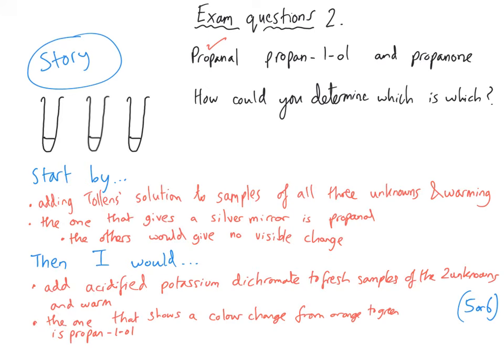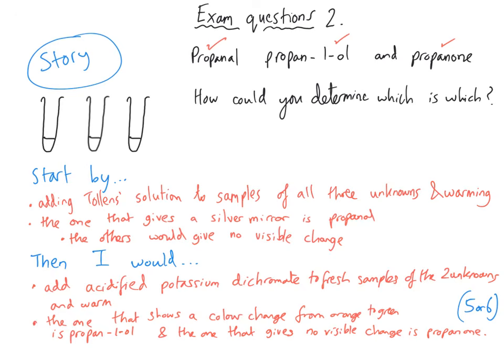And then you can say that the one that goes from orange to green is propan-1-ol, and the chemical that gave no visible change would be propanone. And so we would then have distinguished between our remaining 2 chemicals. Do note that in questions like this, they do ask you to make a false proof. In other words, we are proving what something is by looking at what it doesn't do.